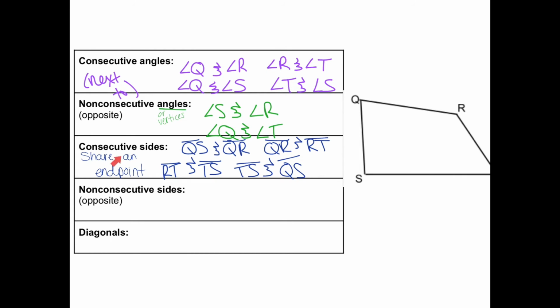Consecutive sides, still dealing with that same idea that consecutive means next to. They're going to share an endpoint. So when you pair them, they should each have a pair of letters that match. QS and QR share the endpoint Q. QR and RT share the endpoint R. RT and TS share the endpoint T, and TS and QS share the endpoint S. And again, this is just coming from the diagram. So the non-consecutive sides, again, just mean opposite. Opposite of QR is ST, opposite of QS is RT.